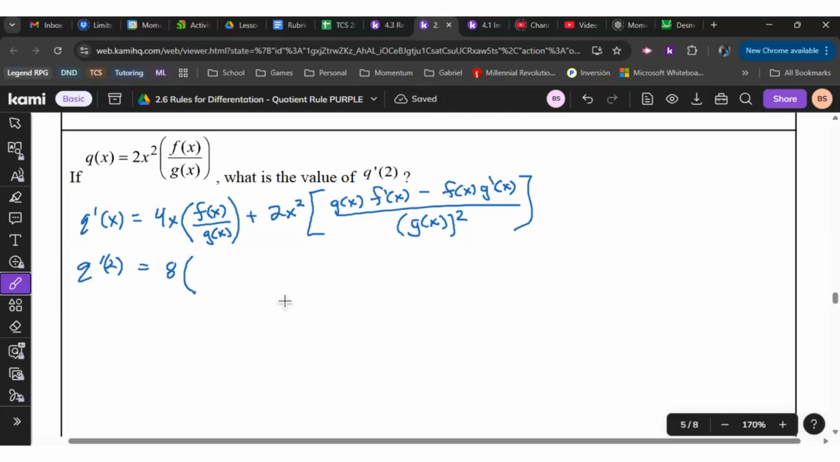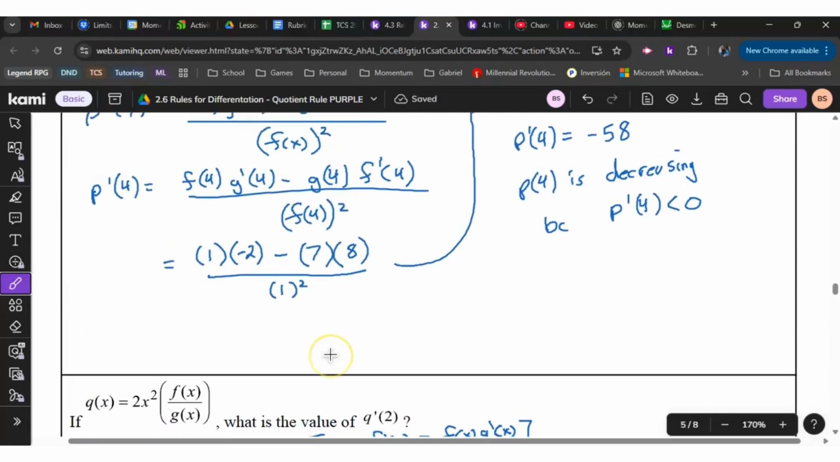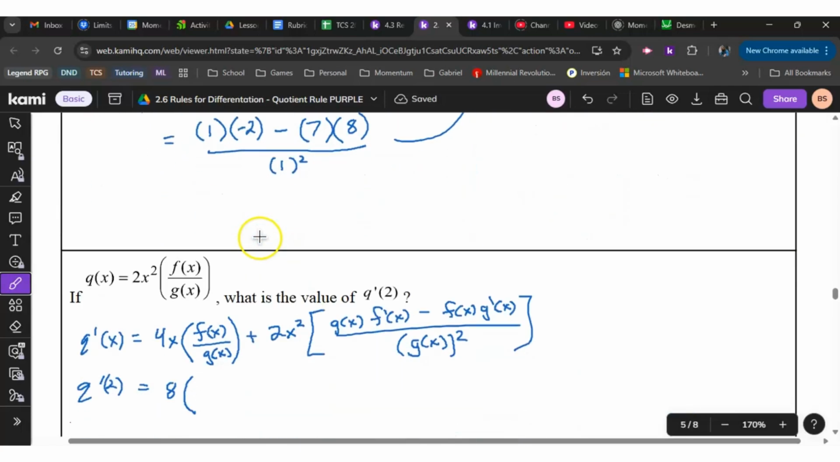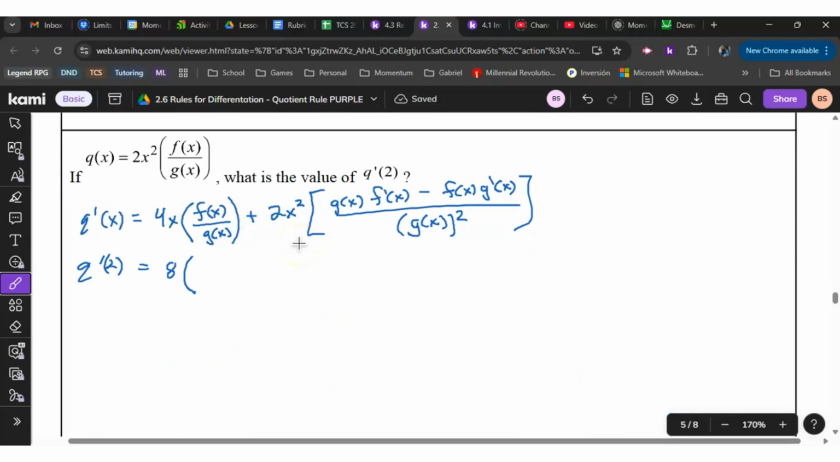What's f of 2 if we look up? F of 2, let's go up. F of 2, it's 2. And what is g of 2 if we look it up? -1. Good. Plus 2x squared, which is really 2 times 2 squared, which is 2 times 2 times 2, or 8, inside our big set of brackets. G of 2, we already said is -1.